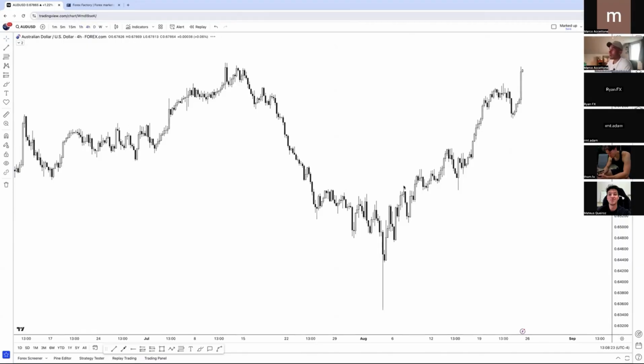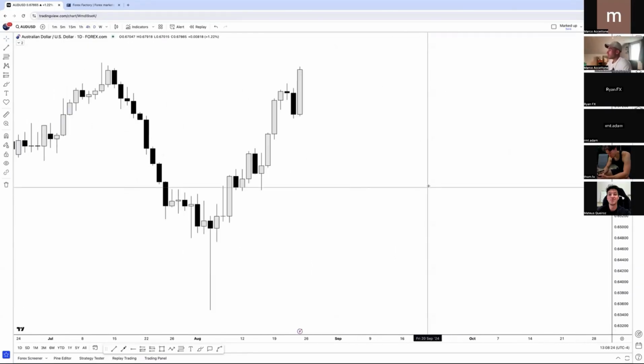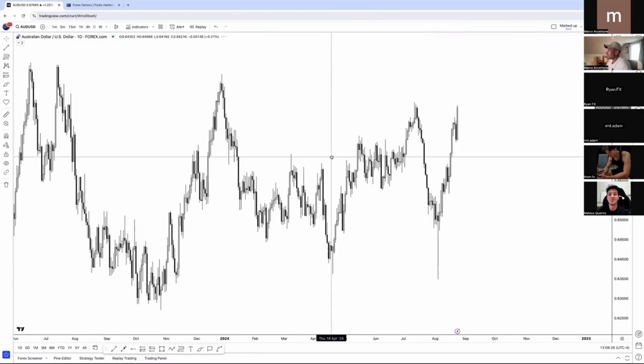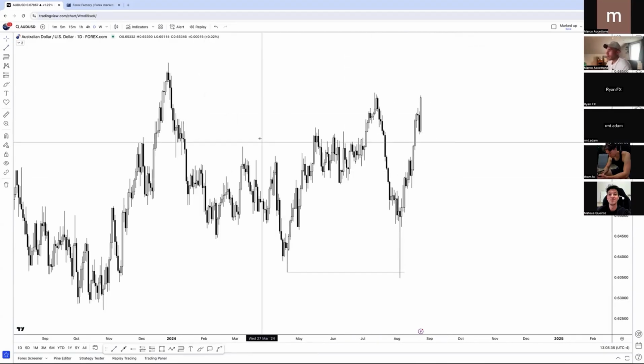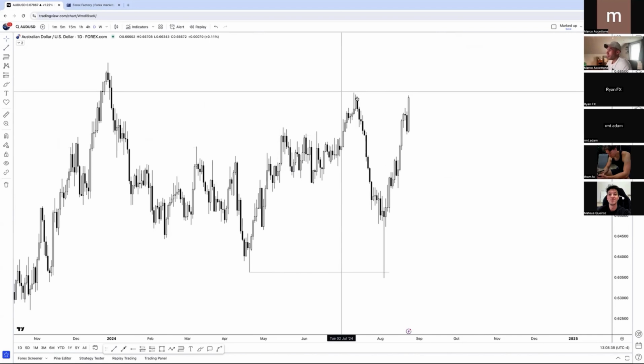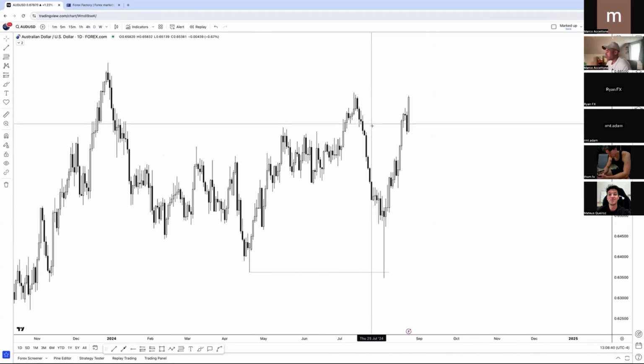Start off here on Aussie dollar. So honestly, really nice move on Aussie to end the week. Just gonna cover this because I believe, yeah, was it Abbott? Abbott took the longs here. So we'll cover what's happening here. But big sell-off on Aussie on the higher time frames.